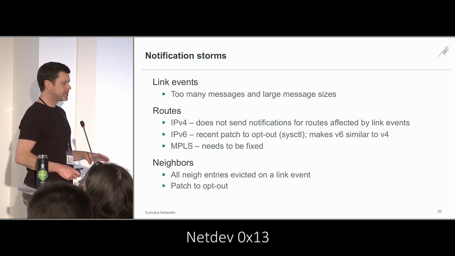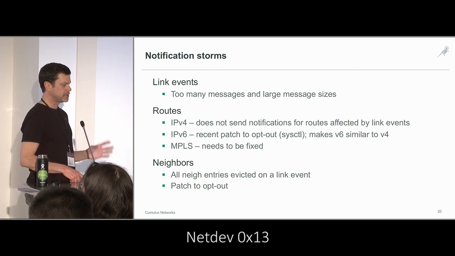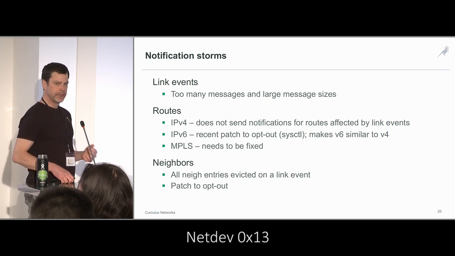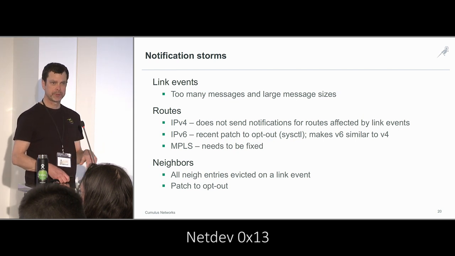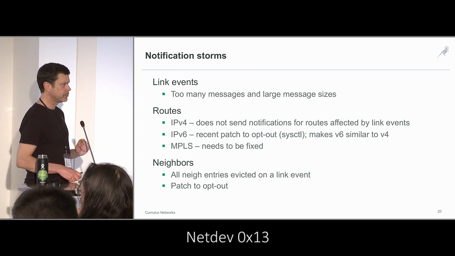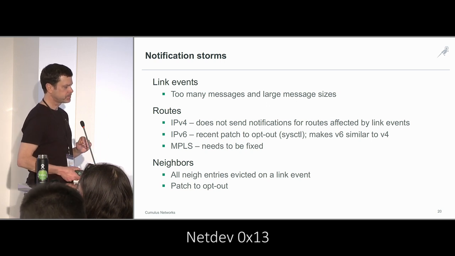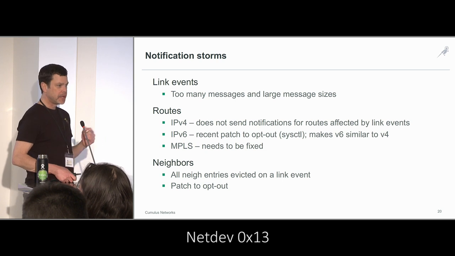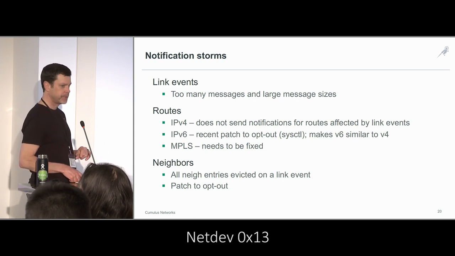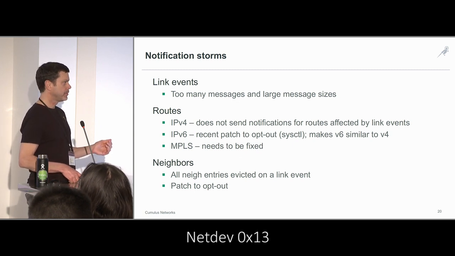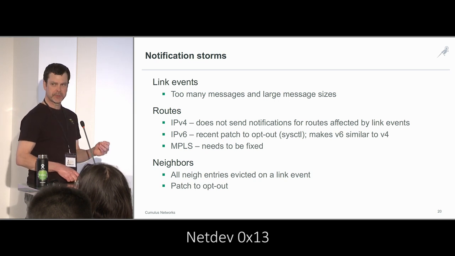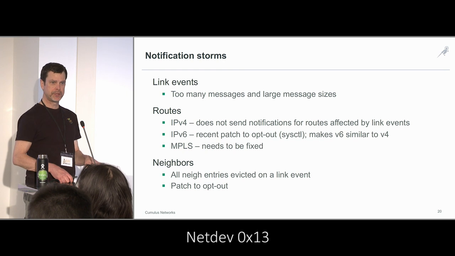As I said, link events are by far the largest message sizes and frequency of notifications. Routes is another one. When a link goes down, IPv4 does not generate notifications to user space. User space is expected to monitor those link events and say, oh, I know the kernel just evicted all the routes associated with this device. IPv6 does. I sent a patch in, I don't know how long ago now, maybe 6 months ago, where you can opt in, have v6 opt into this behavior where a link goes down, and so IPv6 routes that are evicted because of that link down event do not generate a notification.